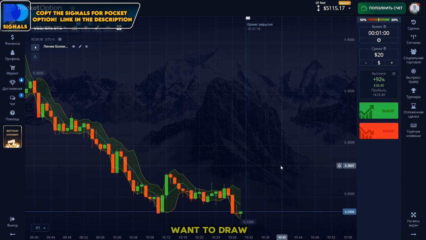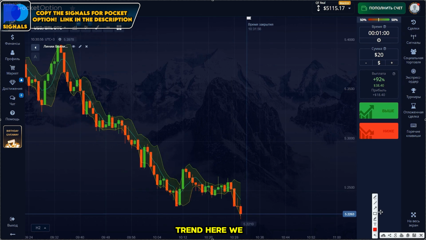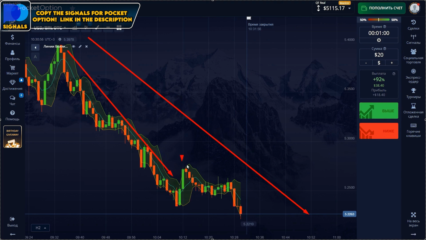Also friends, I want to draw your attention to the fact that it's better to enter according to the trend. Here we entered a trade, as it turned out. Our trend is directed downwards. As we can see, the price is moving down. And accordingly, if the price breaks through the lower boundary of the Bollinger Bands in the direction of the trend, the signal is more accurate. And also, if the trend is directed upwards, the same goes for you guys.